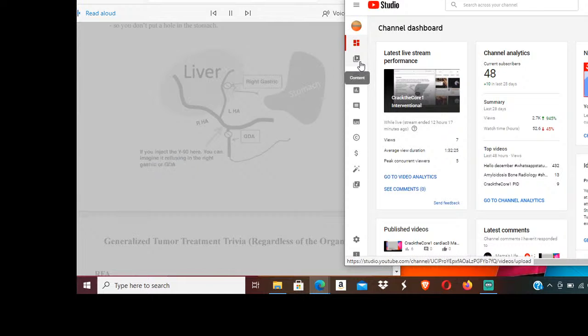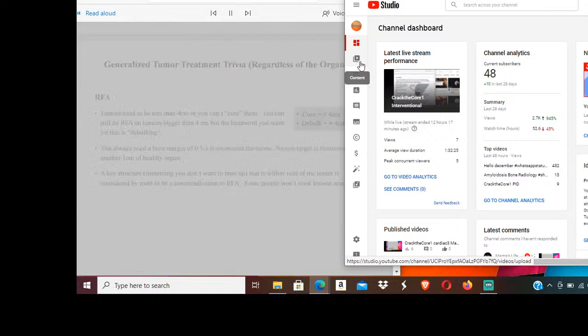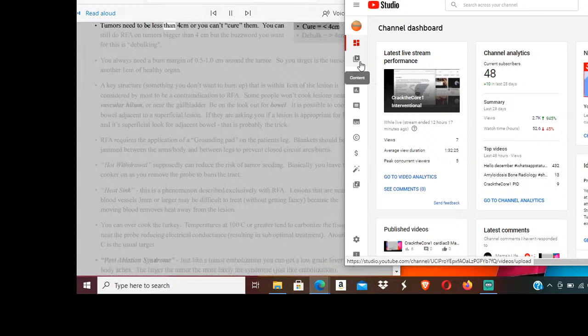501. Generalized tumor treatment trivia, regardless of the organ. RFA. Cure equals 4 centimeters. Tumors need to be less than 4 centimeters or you can't cure them. You can still do RFA on tumors bigger than 4 centimeters, but the buzzword you want for this is debulking. Debulk equals greater than 4 centimeters.